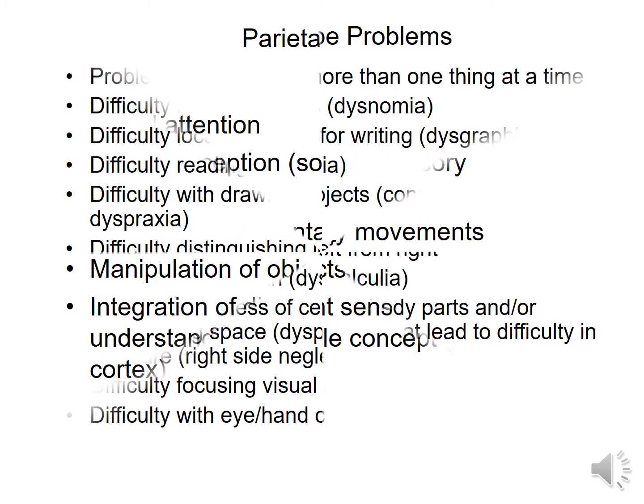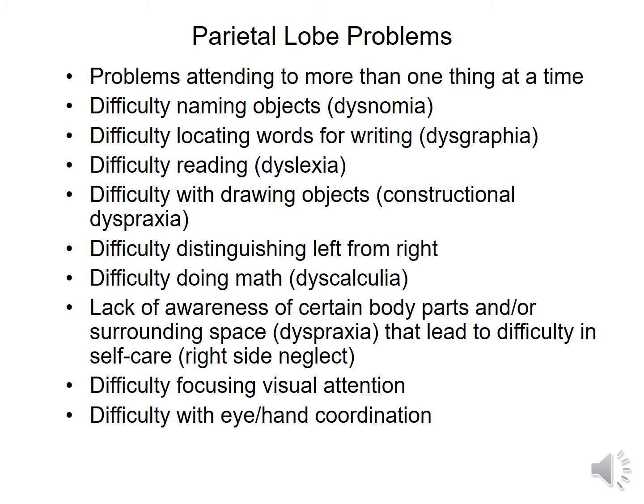Parietal lobe problems include difficulty attending to more than one thing at a time. Multitasking is, most people think they're good at it, but the research shows that most people aren't very good at it. They're just good at switching from one task to the next.